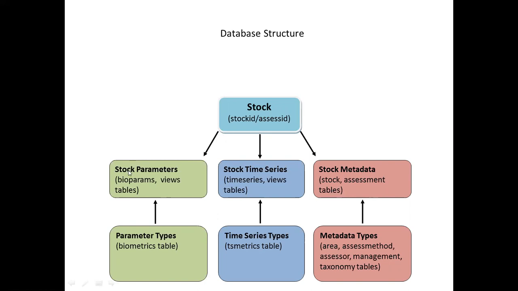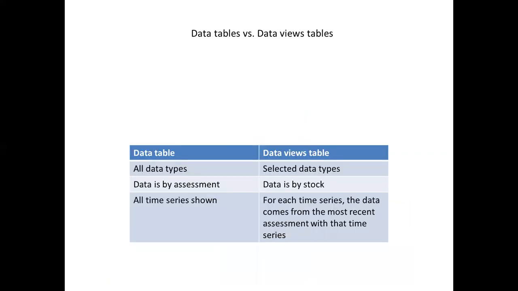And then for the actual data itself, we have all our parameters and time series, but we also have a views version, which I'll go over in the next slides, which is a way that we simplify what's available so that you don't have to go through a large data dump. So the data tables themselves, all the data is available. It's indicated by assessment, and just every single thing is shown. So if something is in RAM, it's going to be in the bioparams or time series tables.